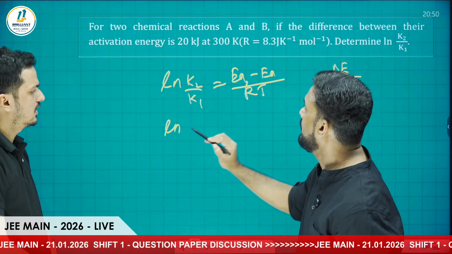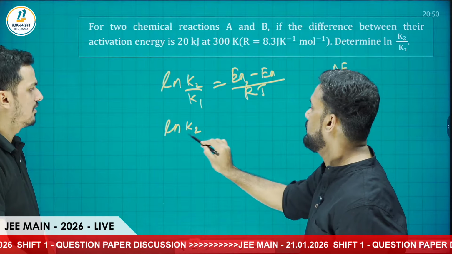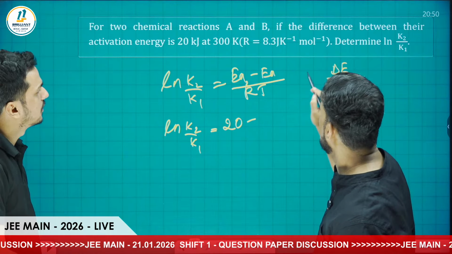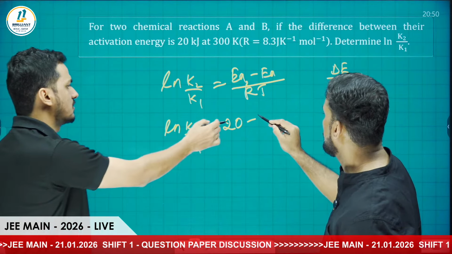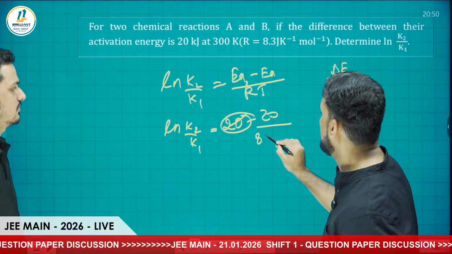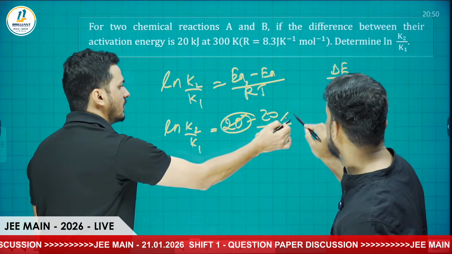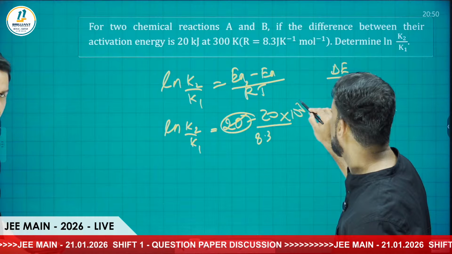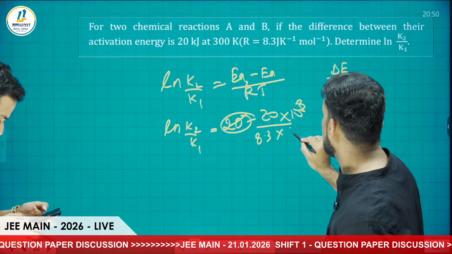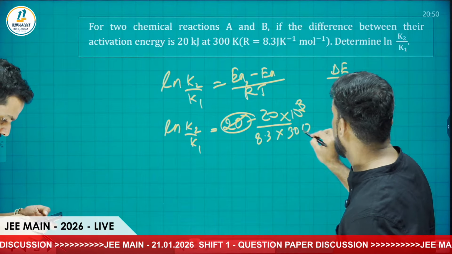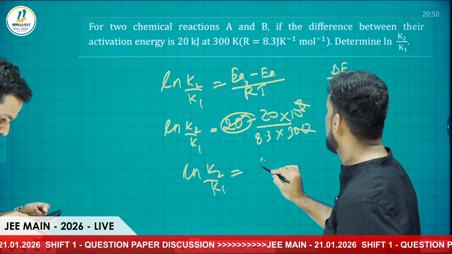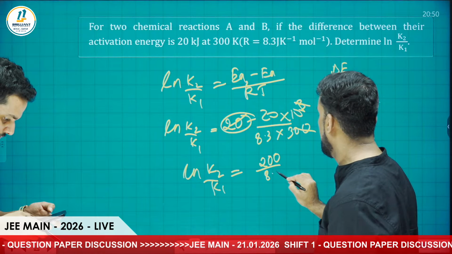Now we can substitute the values. ln K2 by K1 is what we have to calculate. It is equal to 20 kilojoule, the delta E they gave, divided by the R value, 8.31. This is in kilojoule, so we have to multiply with 10 raised to 3, into the temperature given, 300. So 2 zeros will be cancelled. So ln K2 by K1 is equal to 200 divided by 8.3.